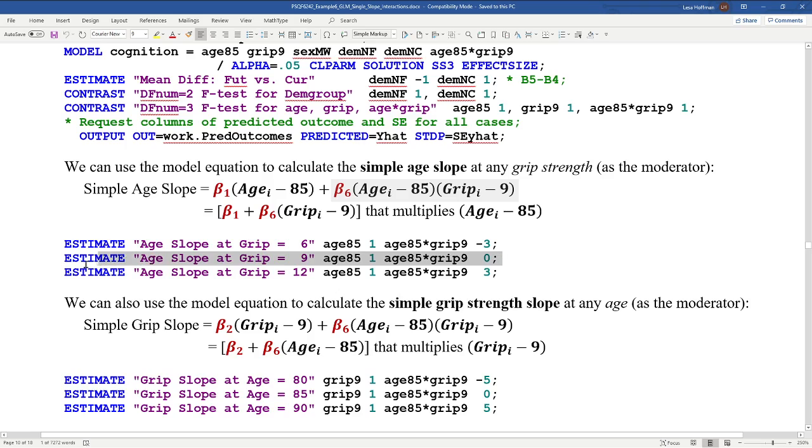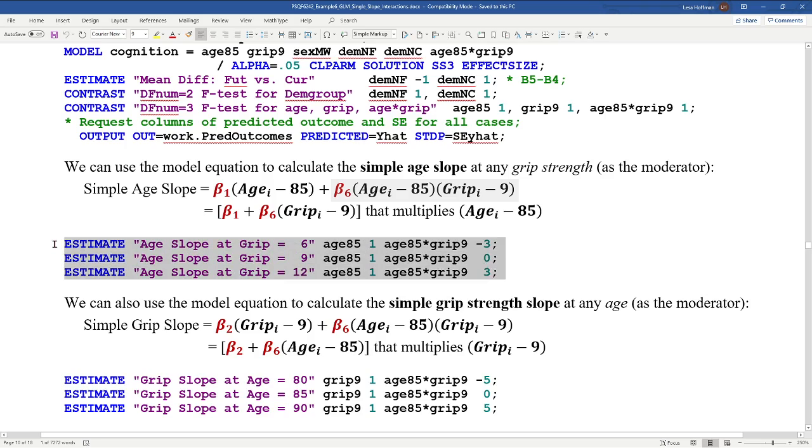So that means technically this line is redundant with the output that I would already get by default, because the age slope at grip equals 9 is exactly what beta 1 means. That is the point at which this second piece would zero out and not contribute. And then lastly, grip equals 12 as a prototypical high value of the moderator. 12 is 3 more than the centering point of 9.